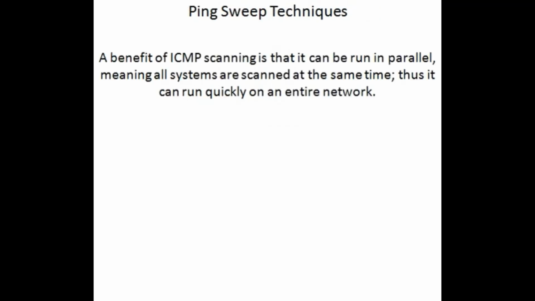A benefit of ICMP scanning is that it can be run in parallel, meaning all systems are scanned at the same time. Thus, it can run quickly on an entire network. Most hacking tools include a ping sweep option, which essentially means performing an ICMP request to every host on the network. Systems that respond with a ping response are alive and listening on the network. Perform a ping sweep using built-in Windows tools.